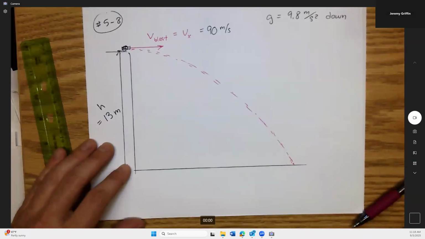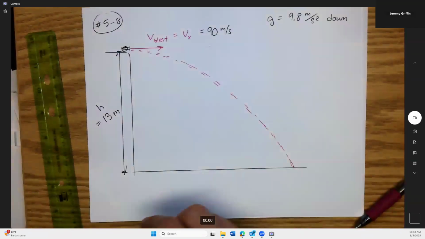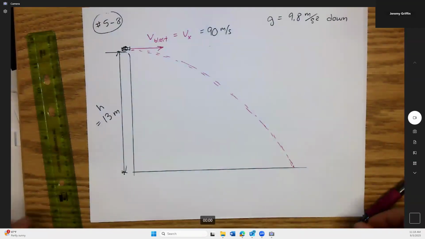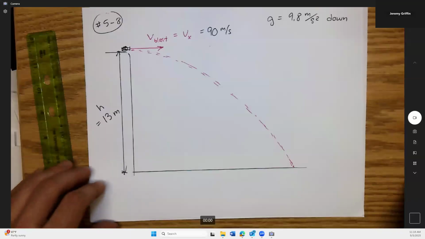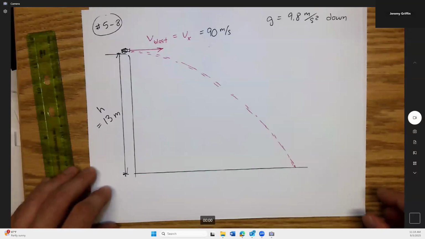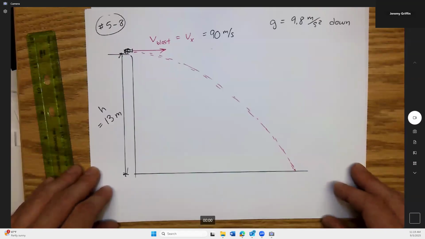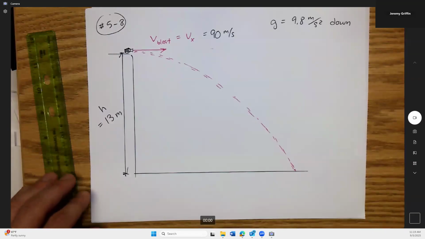Okay, so you guys good so far? Okay. Now, what should I start with here? Should I start with vertical information or horizontal information? What do you guys think? Horizontal. Let's see. Okay, yeah, I'm going to start with vertical information.